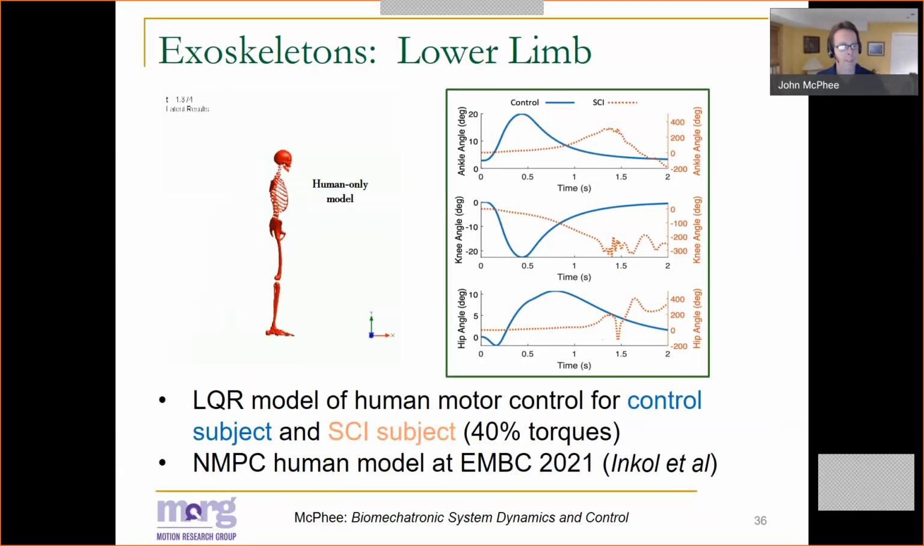We're now working on replacing that LQR model with an NMPC model, which will be presented by Mr. Inkol later this year at EMBC.